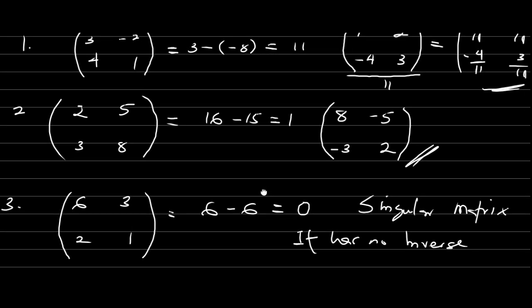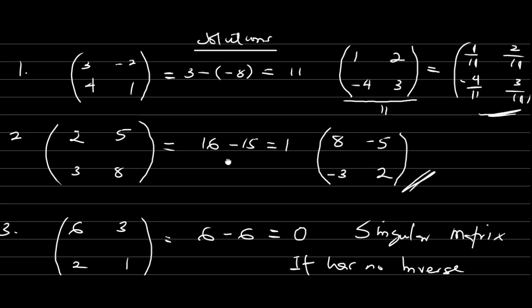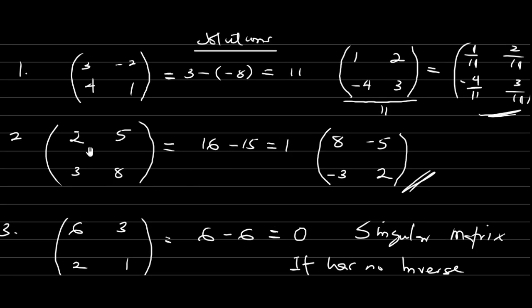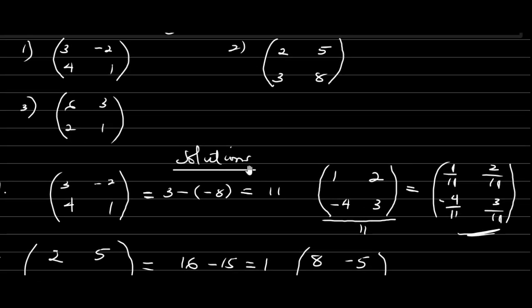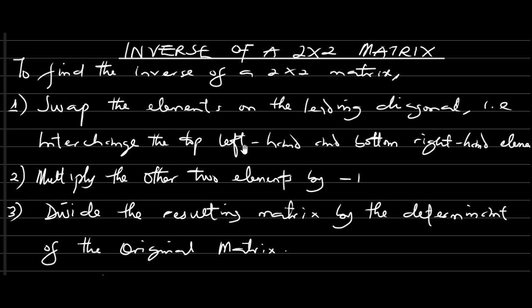So this is how you find the inverse of 2 by 2 matrices. You first find the determinant of the matrix given to you, and once you do that, you swap the elements on the leading diagonal, like this one now, 2 and 8. 8 will come here, 2 will come here, just like I did here. Then after doing that, you multiply the elements on the ordinary diagonal by -1. And once you do that, you divide your resulting matrix by the determinant that you have gotten. And that is how to find the inverse of a 2 by 2 matrix. Let's proceed to finding the inverse of a 3 by 3 matrix.